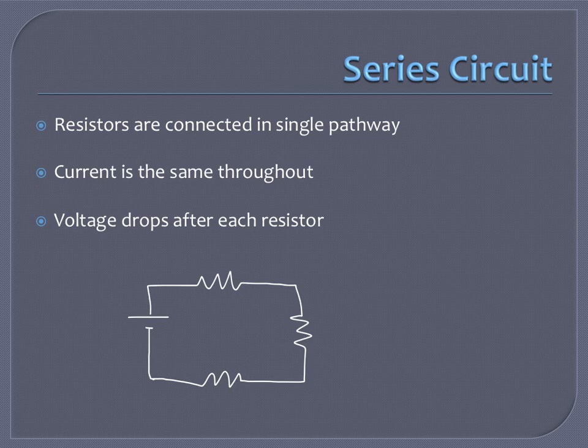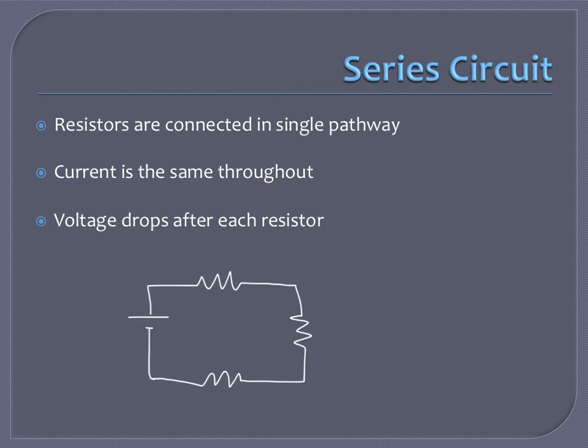Here, regardless of where you are on the circuit, if you're here, here, here, or here, the current is the same throughout because the same traffic flow is going through the same pathway, same road, same lane. So regardless of how much current you have, whatever it is, it flows the same through each resistor. Okay. Now lastly here we have voltage drops.